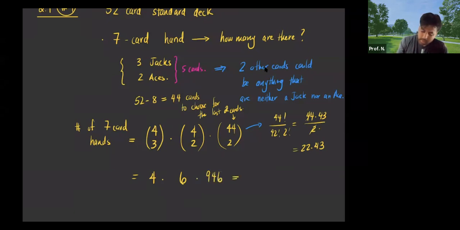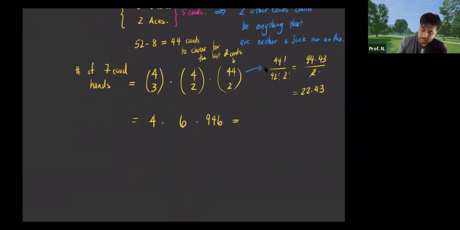And then when you multiply things out, 4 times 6 times 946, I have 22,704 seven card hands. Those are right hands.